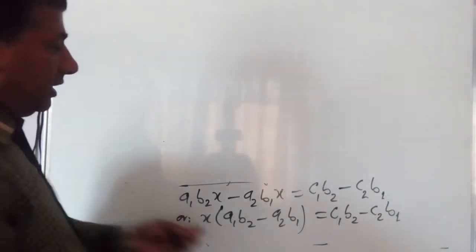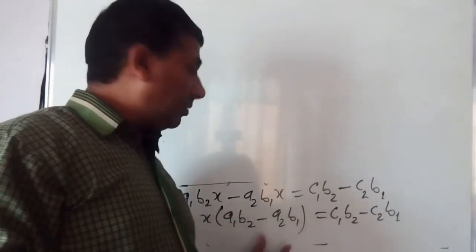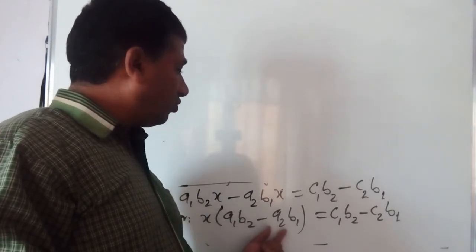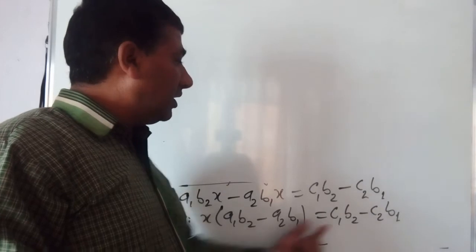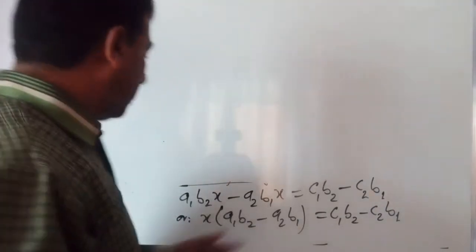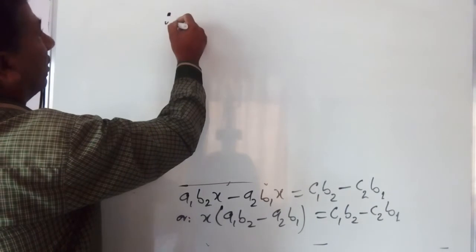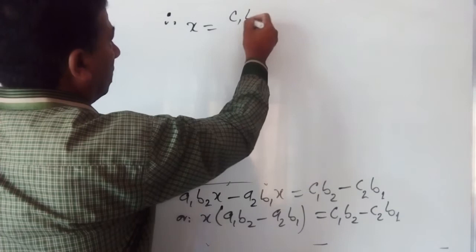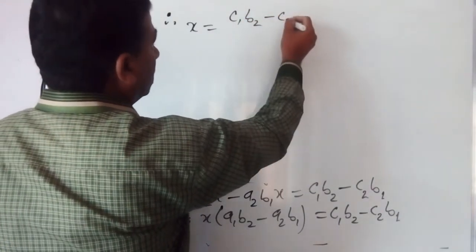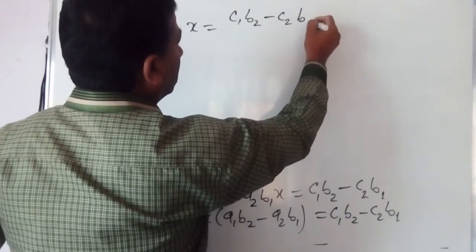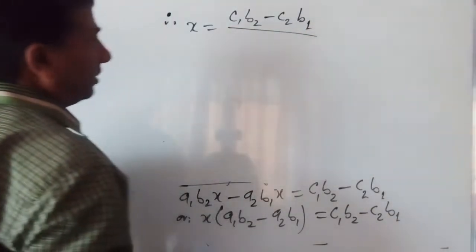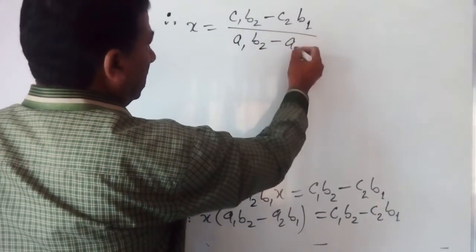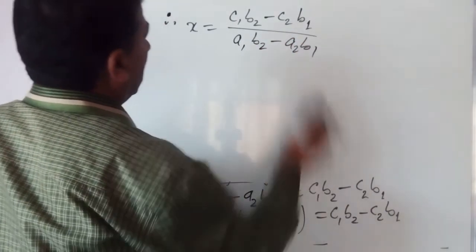Now after this, for this x, we can divide both sides by a1 b2 minus a2 b1. When we divide both sides by this, the left hand side will be cancelled, the right hand side remains the same. Therefore, x equals c1 b2 minus c2 b1 in the numerator, and denominator a1 b2 minus a2 b1. Okay, this I write nicely.